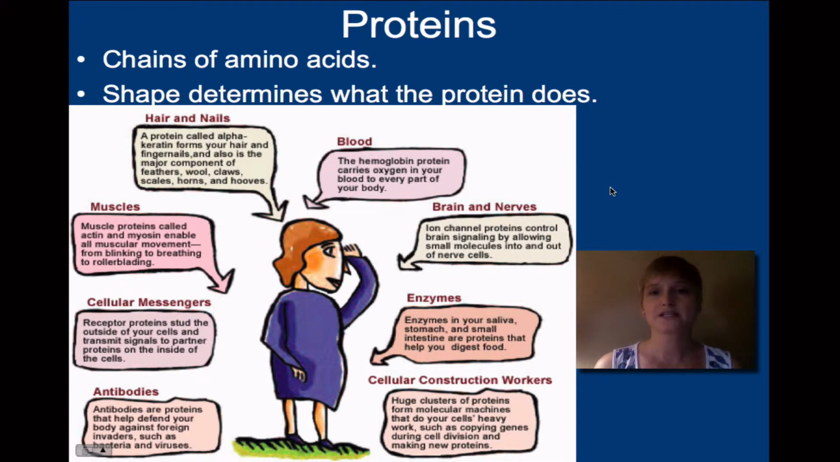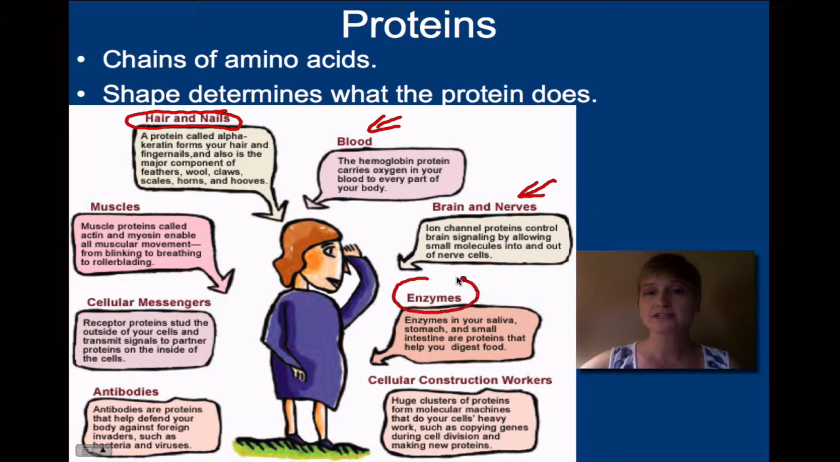Then we have proteins, and proteins are chains of amino acids, and the shape of the protein determines what the protein does. And if you look at this picture here, you'll see that protein is an extremely important part of our body. So our hair and nails are made out of protein. There's a hemoglobin protein that's in your blood. Our brains and our nerves, they control signaling using proteins.